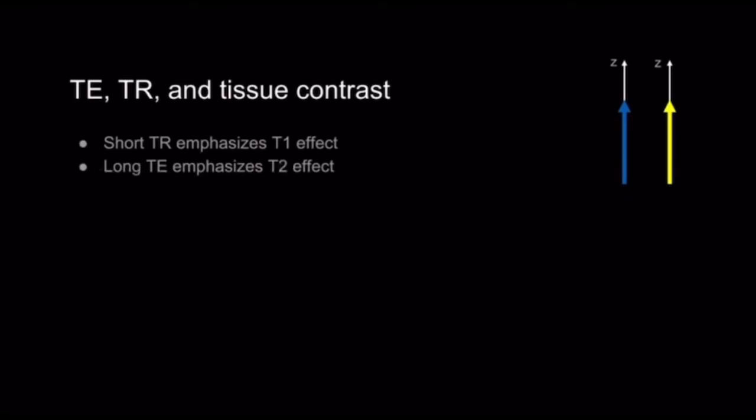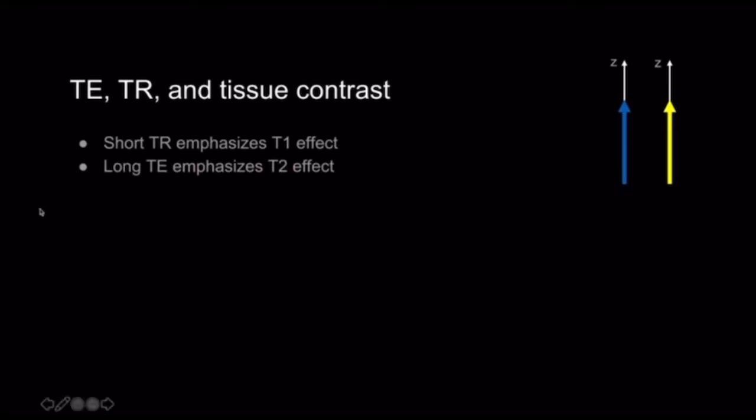We mentioned earlier that the type of pulse sequence itself doesn't determine the tissue contrast. The type of contrast is mainly determined by the TE, time to echo, and TR, time to repetition. If you remember two things from all of this, remember this: shorter TRs will emphasize T1 effect, and longer TEs will emphasize the T2 effect.